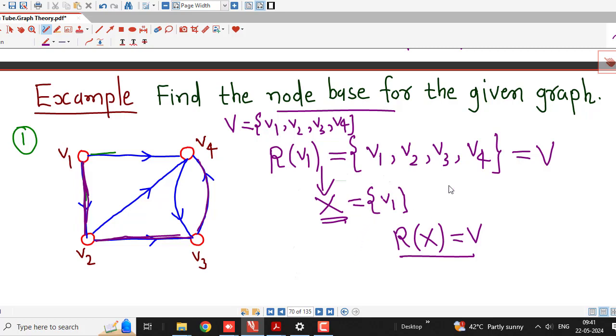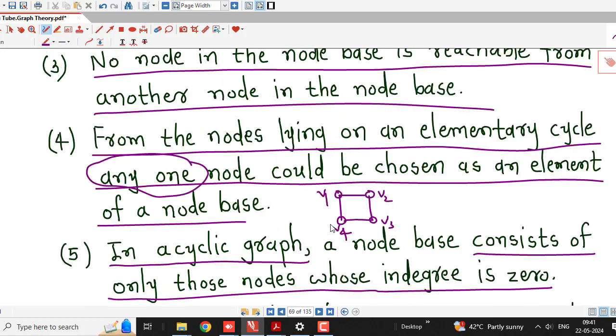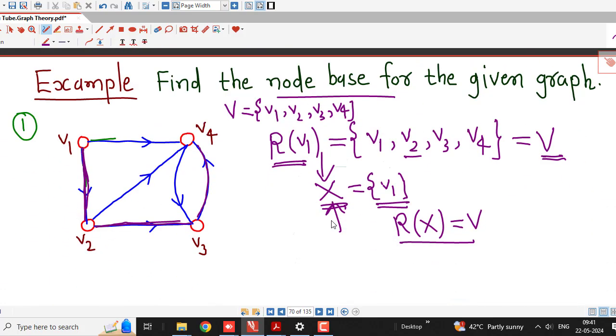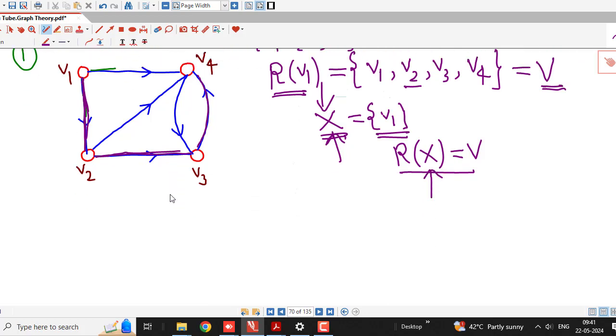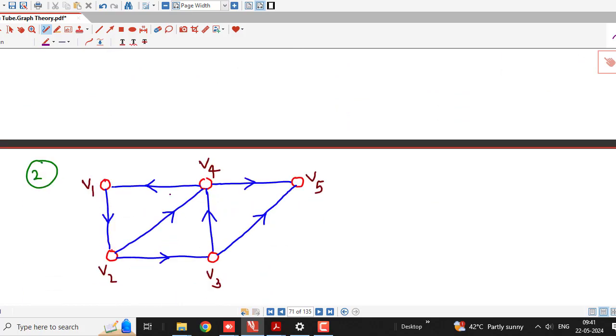So whenever we are writing the node base, we have to first start with a single vertex. If we obtain the reachable set of a single vertex equal to V, then the set containing that single vertex becomes a node base. Now suppose R of X is not equal to V, then we will add one more vertex by considering all these remarks, and then we will check whether the reachable set of that modified set is V or not. In that way we will continue. So in this way we can decide the node base for a given graph.